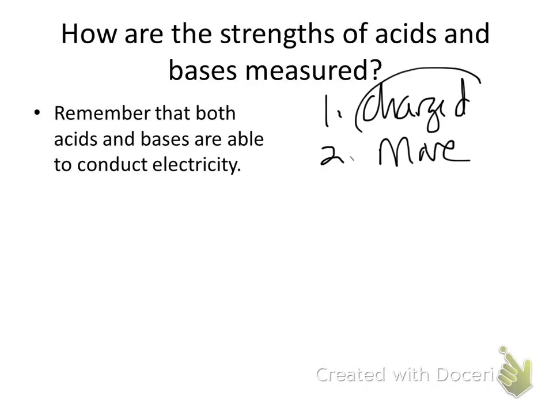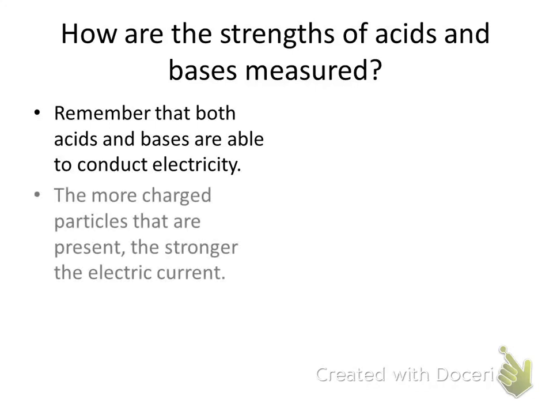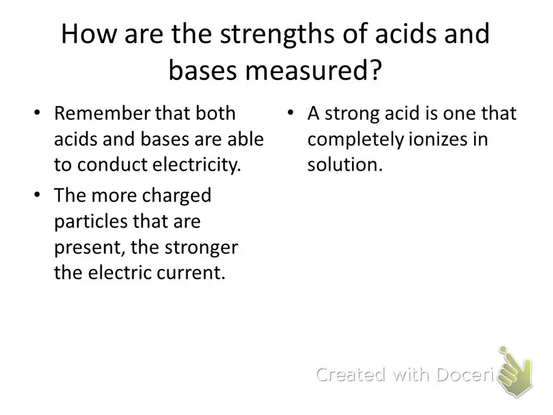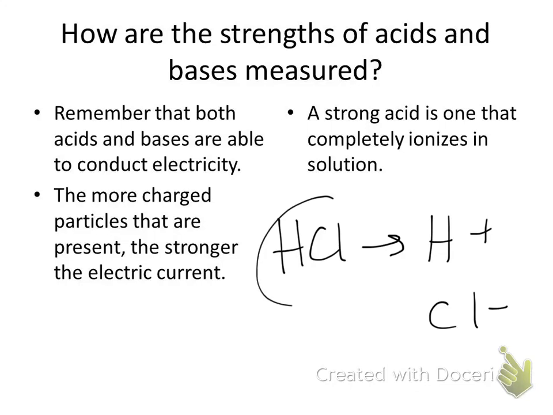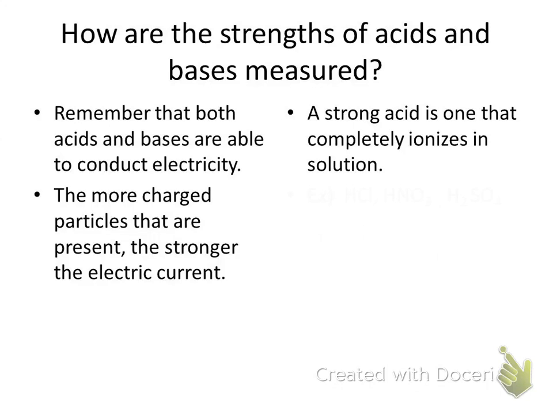So the greater the number of charged particles, the better you're going to be able to conduct. So the more charged particles are present, the stronger the electrical current. And a strong acid is going to be one that completely ionizes in solution. So if we look at something like HCl, and if it's strong, that means once we put it into water, all we're going to have is hydrogen ions and chloride ions. You're not going to have any of the hydrochloric acid molecule left. Completely going to ionize. We can check for complete ionization by checking for the conductivity as well.